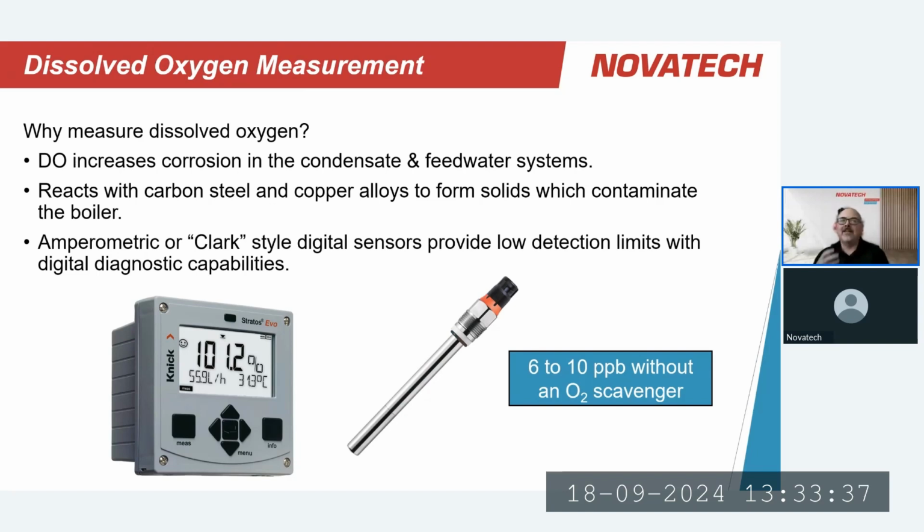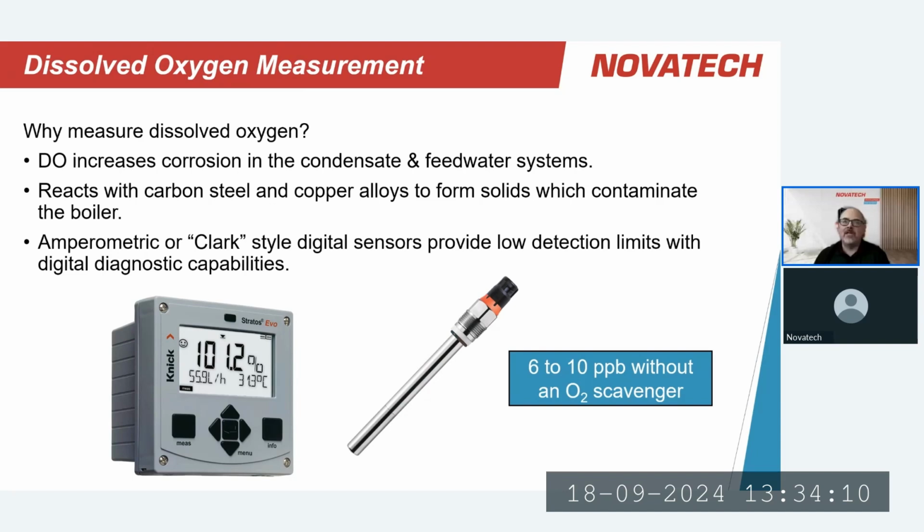Any type of dissolved oxygen or increased dissolved oxygen levels lead to increased corrosion in our system, especially if there's any carbon steel or copper alloys or anything of that nature. Corrosion will lead to creation of oxides, ferric oxide, things of that nature, which leads to deposits. And those are all the types of things we want to avoid in our boiler due to heat transfer efficiency and plugging issues, flow issues. So the reasons are pretty obvious.